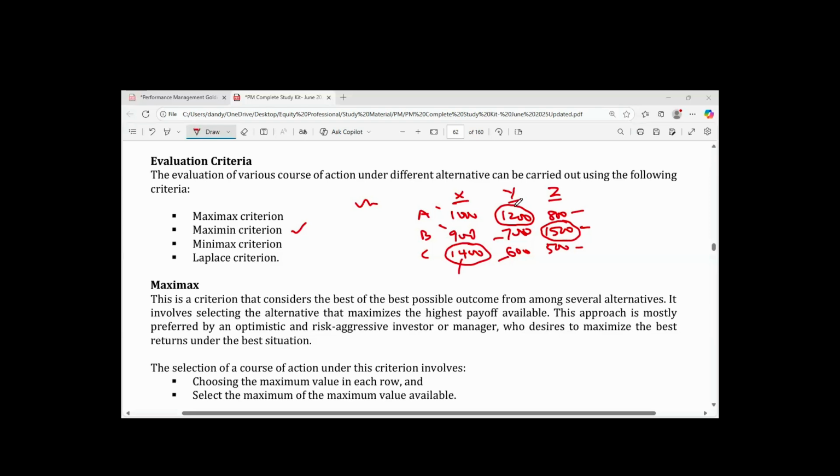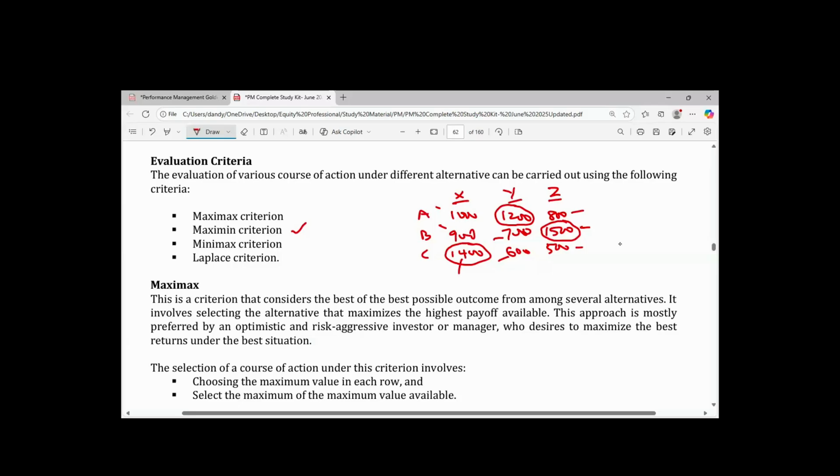So there are 4 different criteria that you can use to evaluate various courses of action or various alternatives available. The first one is Maximax, and I said that under the Maximax criterion, there are 2 steps you are going to carry out. The first step is to select the maximum value in each row. Then to make a decision, you now select the maximum of the maximum value. All right, that's what you need to do under Maximax criteria.